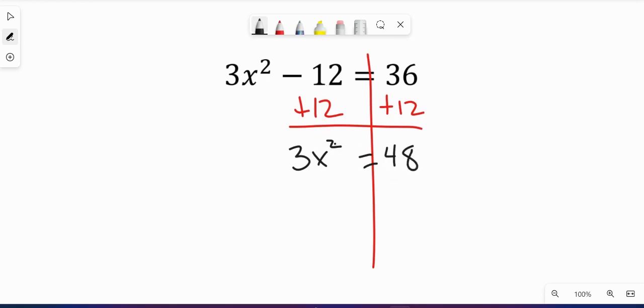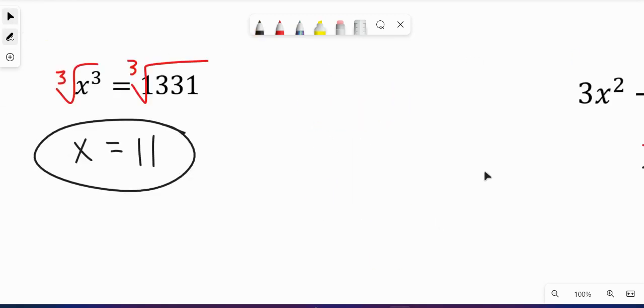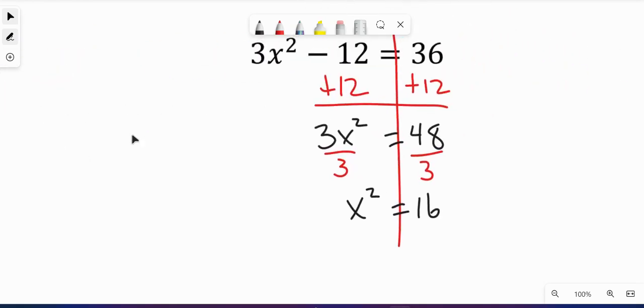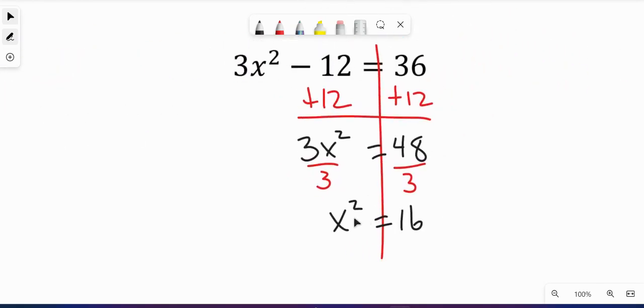Okay, and again, pretend the square is not there. Divide both sides by 3. 48 divided by 3 is 16. And again, now you get back to just like what you had before. Just take the square root of both sides. So with this, you're just going to take the square root of both sides.